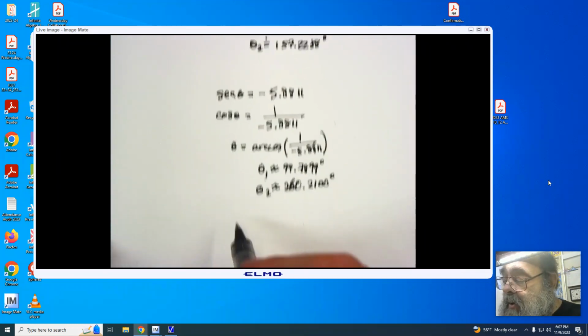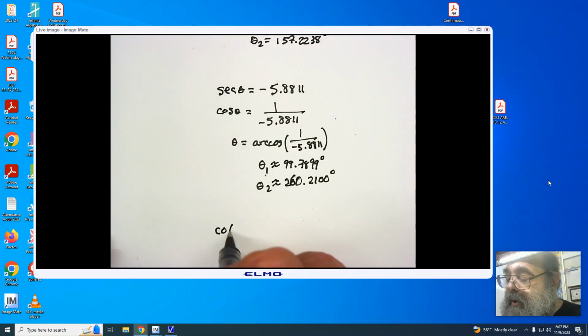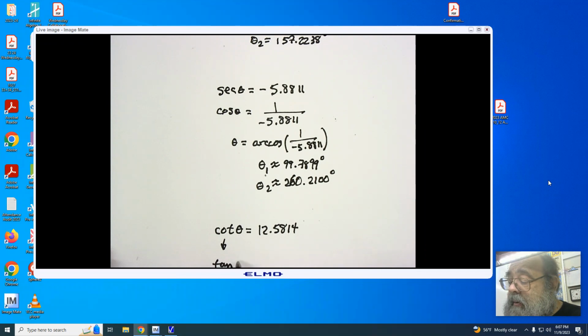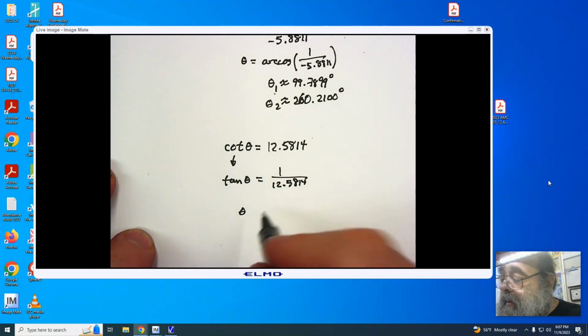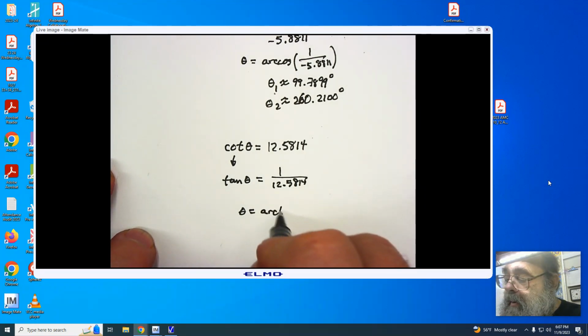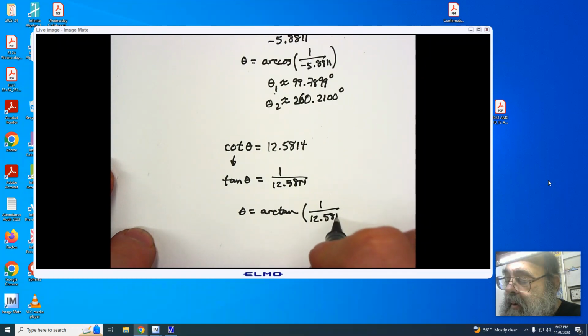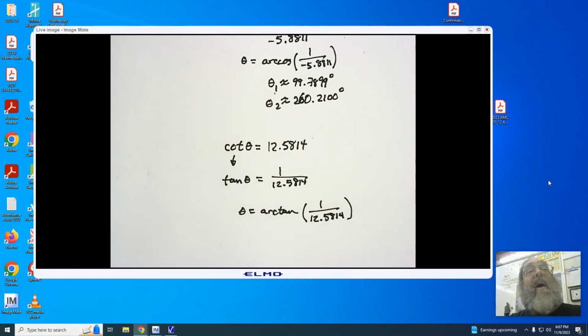Let's now take a look at a cotangent, the cotangent of theta, and let's do 12.5814. Change it into tangent, take the reciprocal of the ratio, then do the arc tangent. I'm now going to put it into my calculator.